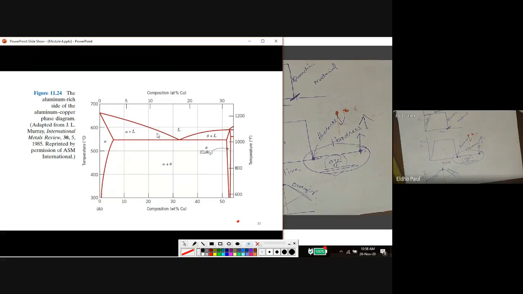The reason is discovered, for example, in the aluminum copper alloy. In this aluminum copper alloy phase diagram, this is the liquid region, this is the solid plus liquid region, and this is a single solid solution region. So I am drawing a line. This is the point, and I'm drawing a line here. So this is the heating, quenching. This is the quenching process.